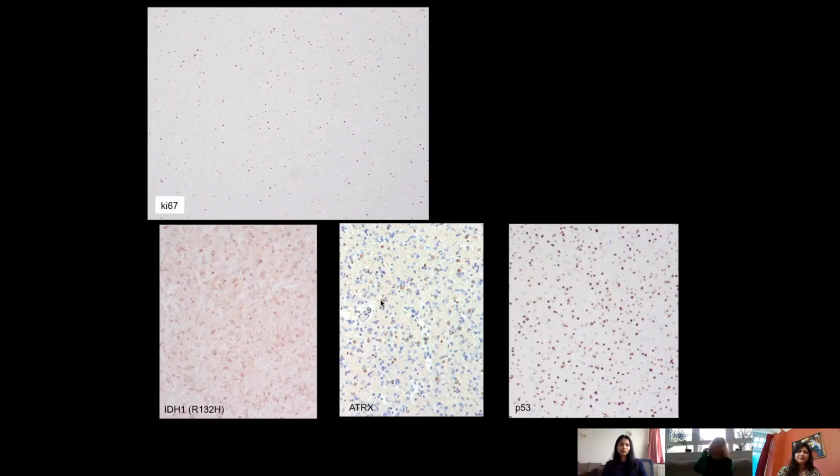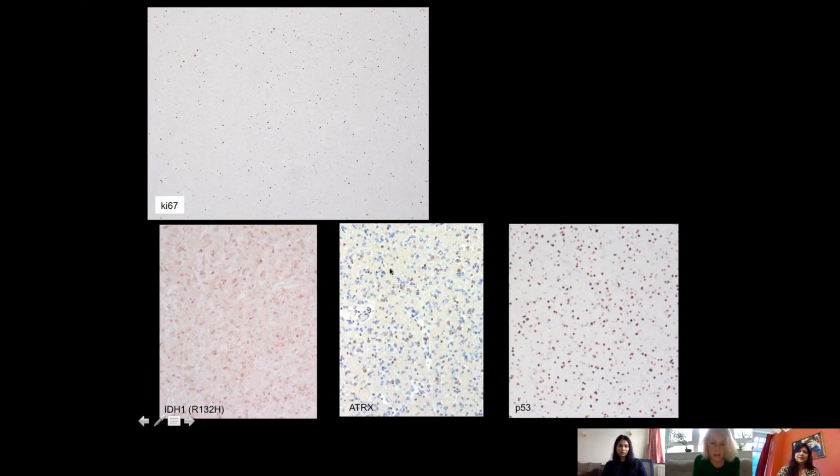And in immunohistochemistry, the Ki67 confirms that this is a low-grade tumor. It is rather low, less than 5%. And then immunohistochemistry for mutant IDH1 protein is positive, confirming the presence of mutation. There is loss of ATRX expression.